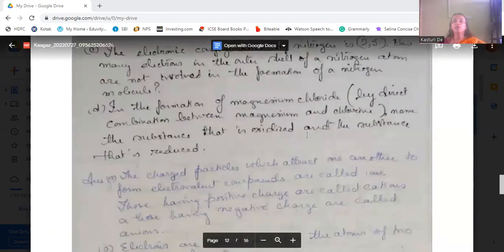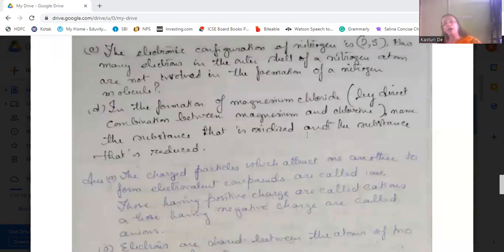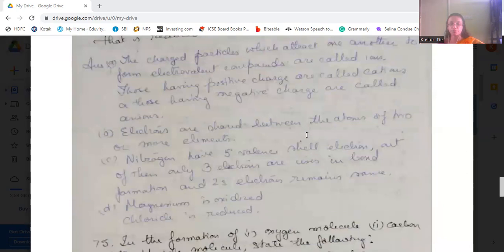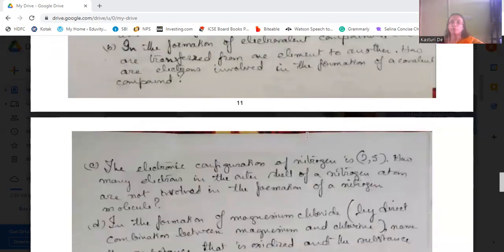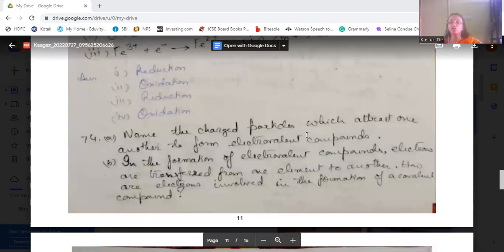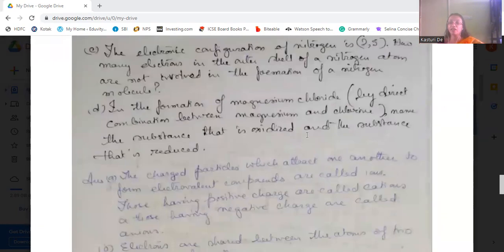Then in the formation of magnesium chloride by direct combination between magnesium and chlorine, name the substance that is oxidized and the substance that is reduced. Magnesium is oxidized and chlorine is reduced, because magnesium will lose electrons and chlorine will gain electrons.